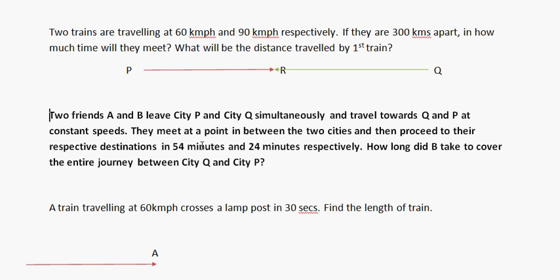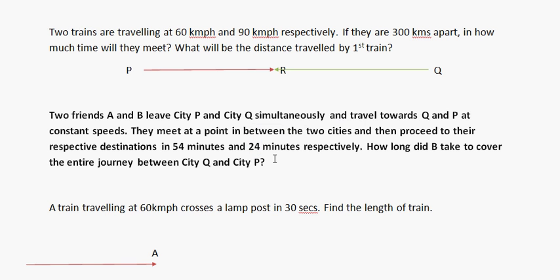And then they proceed in their respective direction. So B takes 24 minutes and A takes 54 minutes. We have to find the total time which B takes to travel from Q to P. So that total time should be 24 plus something, right? So it has to be higher than 24.